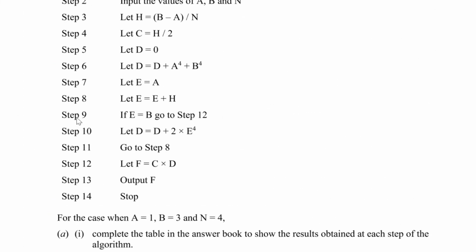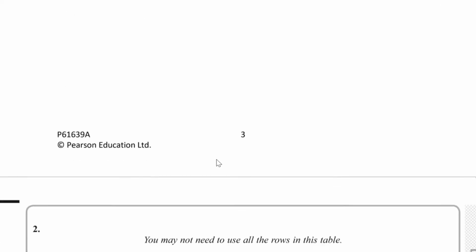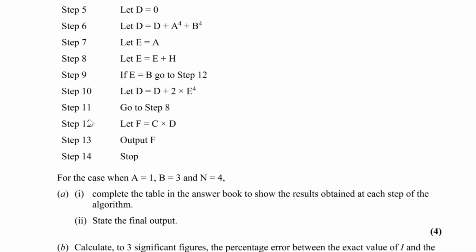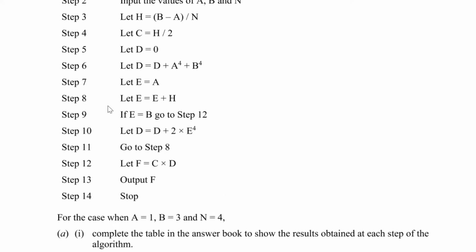And now for step 9, if e equals b, we have to go to step 12. Does e equal b? Does 1.5 equal 3? No, it doesn't. So we then have to jump on to step 12. Sorry, if e equals b, then go to step 12. E doesn't equal b, so we have to continue with the algorithm. So we have to move on to step 10.